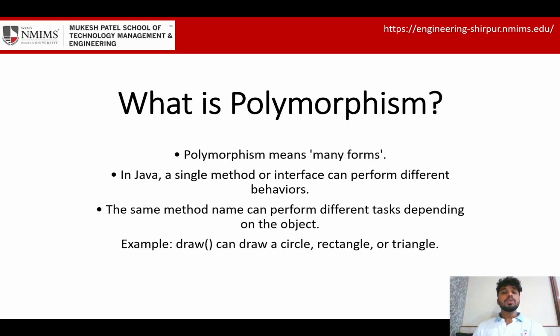Now let us see what is polymorphism in brief. The word polymorphism comes from two words, poly meaning many and morphism meaning forms. So polymorphism together means many forms. In Java, it allows the same method name to perform different tasks depending on the object.